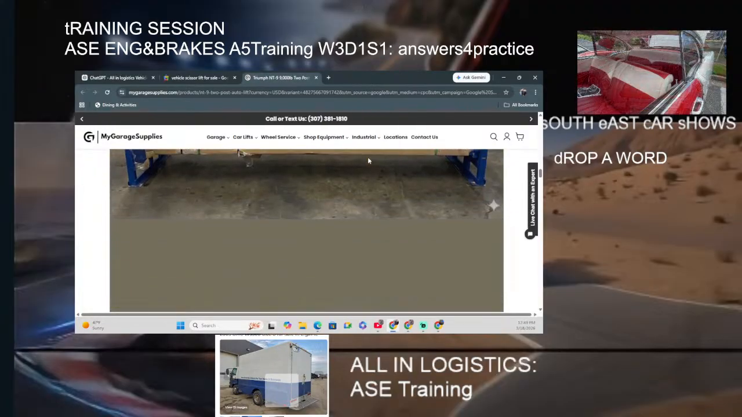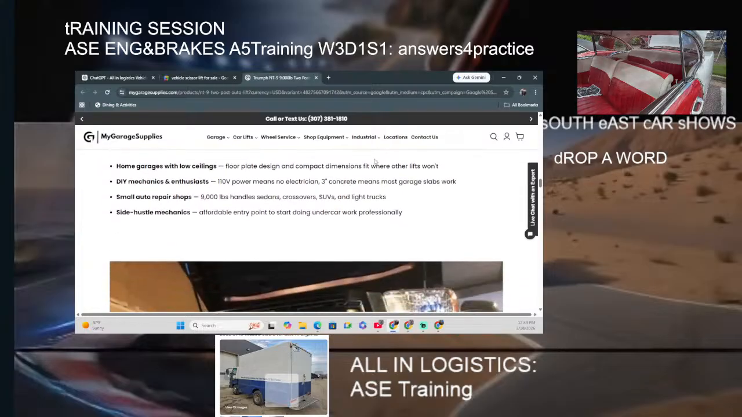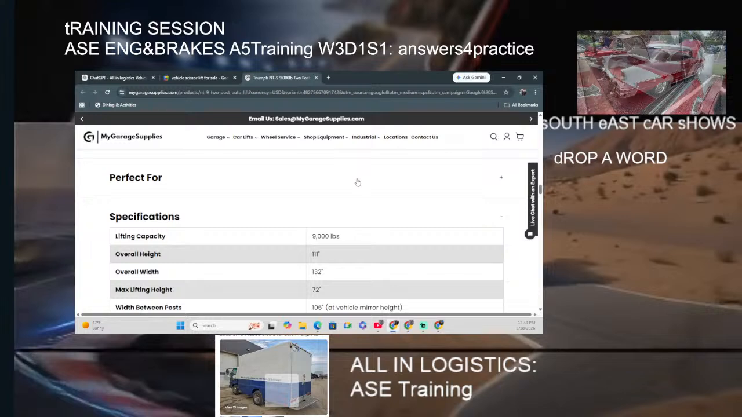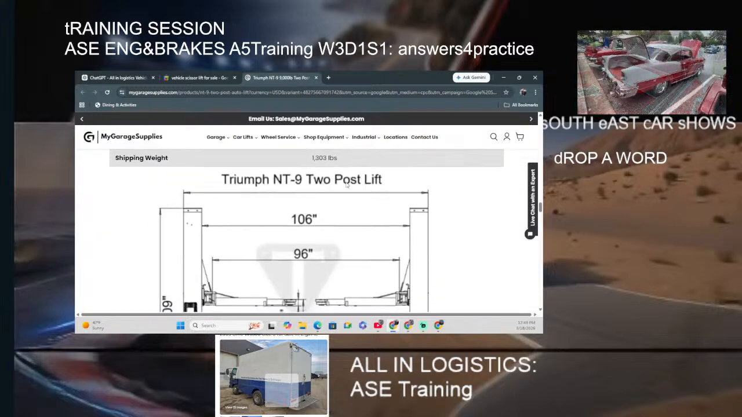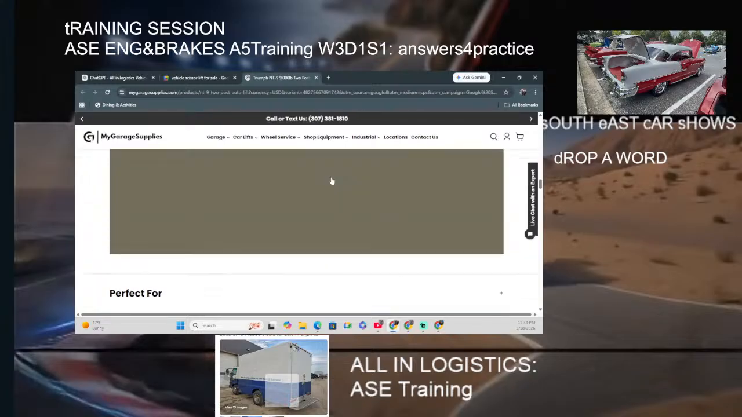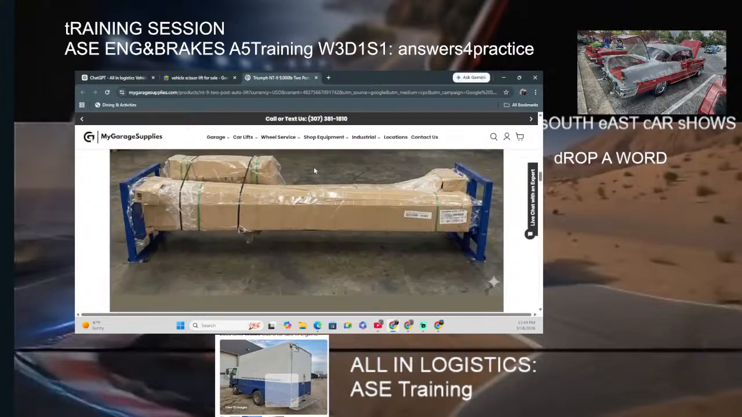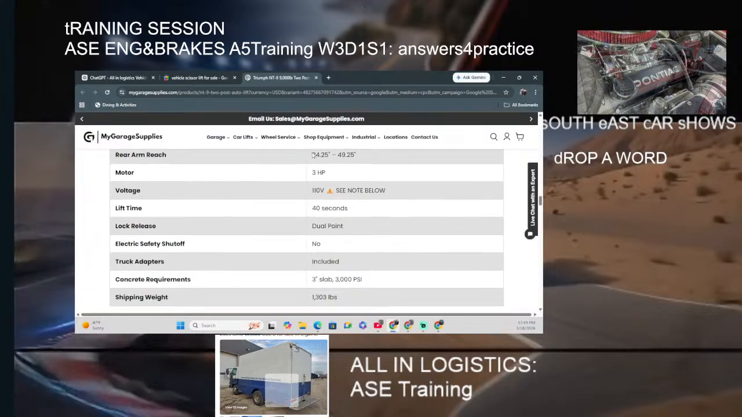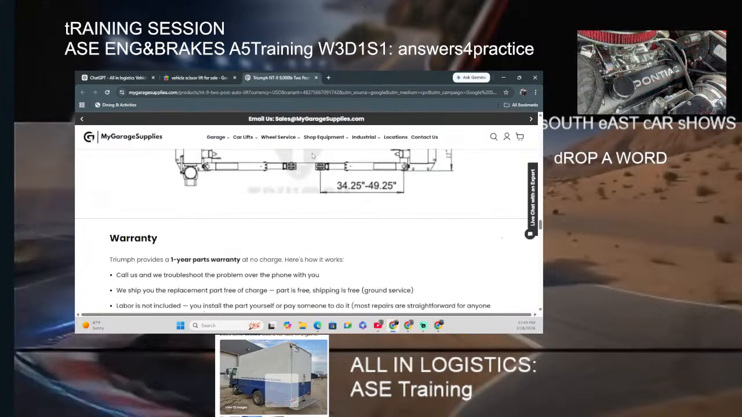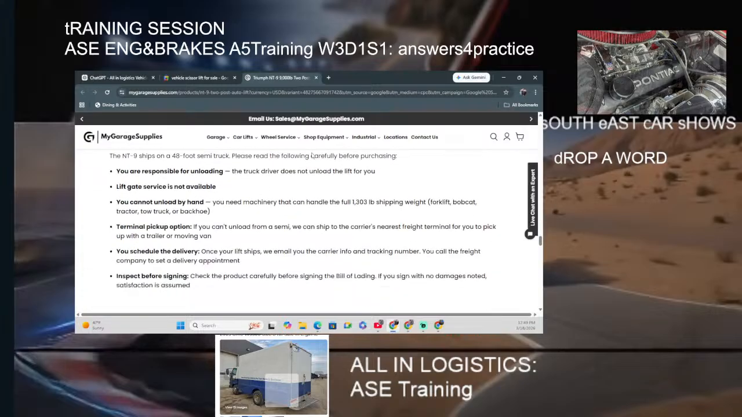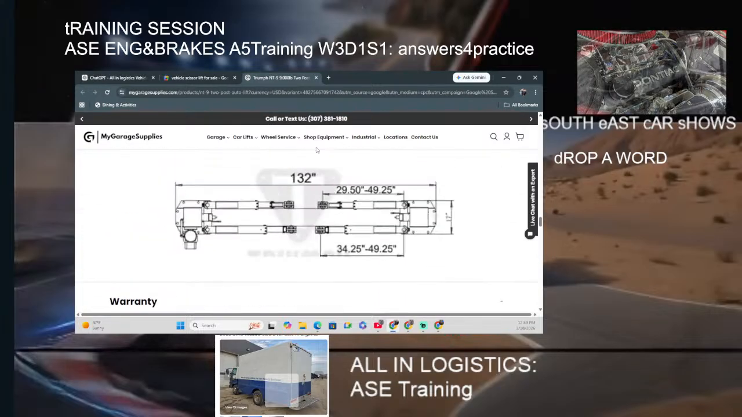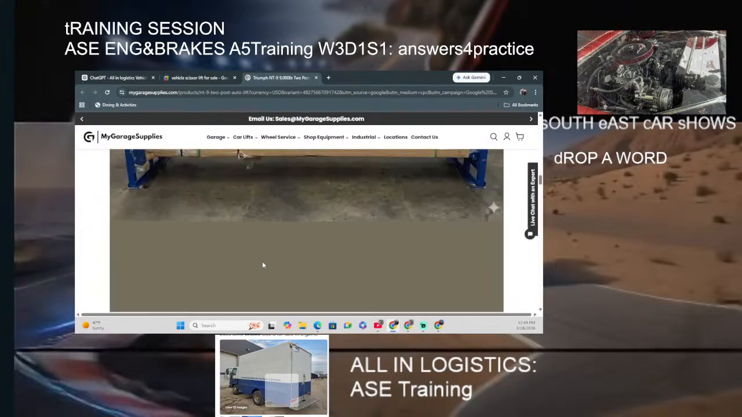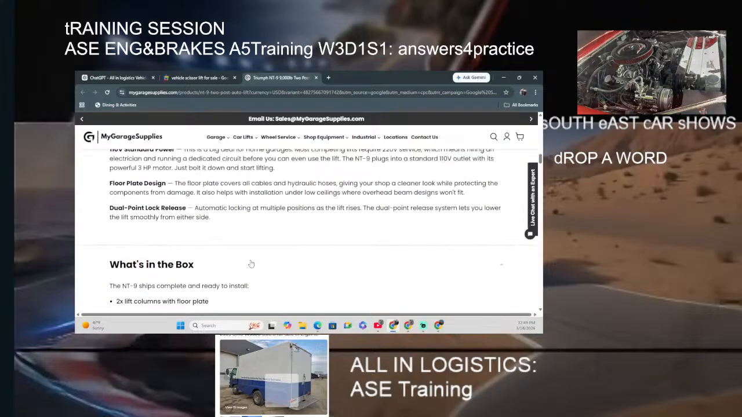Perfect for home garages with low ceilings. I didn't mean to press that. I recognize that though. So let's scroll back to where we need to go to. I guess they re-emphasize what is coming in.